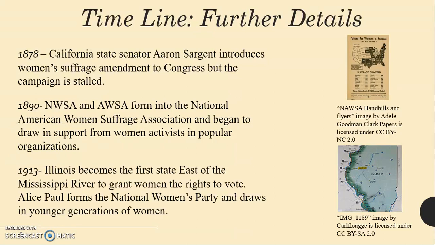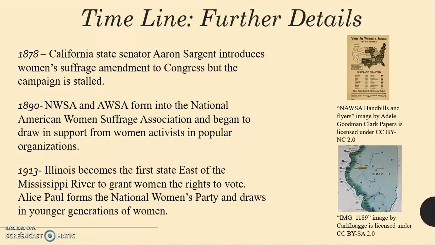And then in 1913, Illinois becomes the first state in the East to grant women the right to vote, which was a pretty big deal because before, like I stated before, in Wyoming, they had already granted women the right to vote, but this was in the West. So when it finally happened in the East, it was a big stepping point for women and this movement that they had going on.